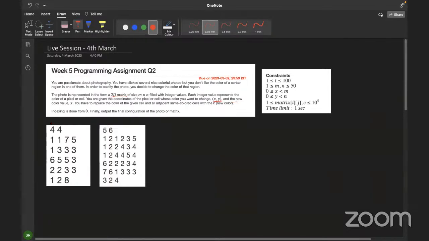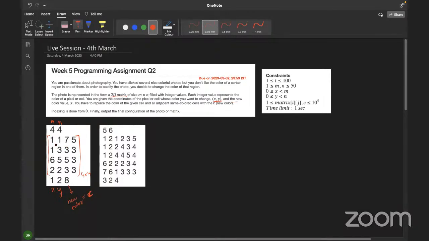The input has been given in this form. Here we are given m and n, m equals 4 and n equals 4. This is the matrix of size 4 into 4. And now we are given the coordinates of the cell that we need to start changing and the new color value, that is 8. This is the new color, denoted by C. Now, X comma Y.